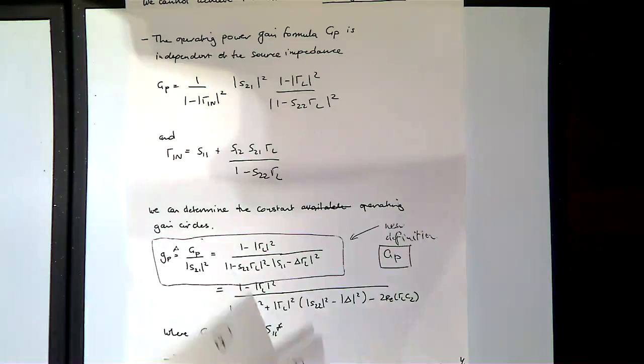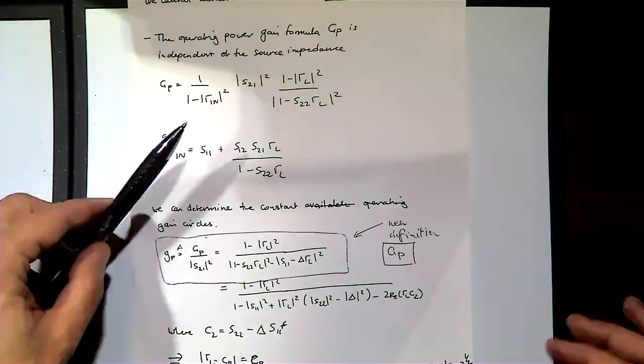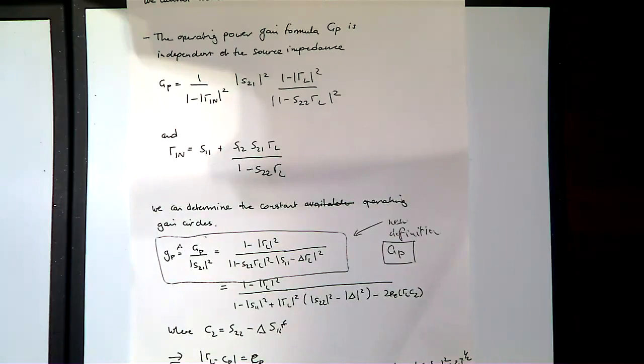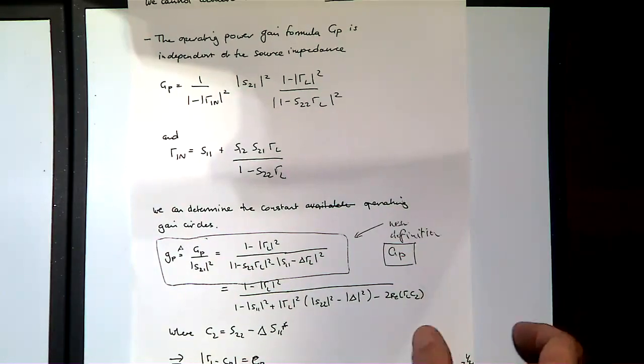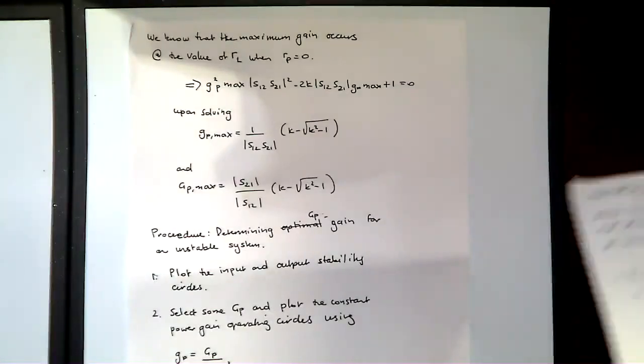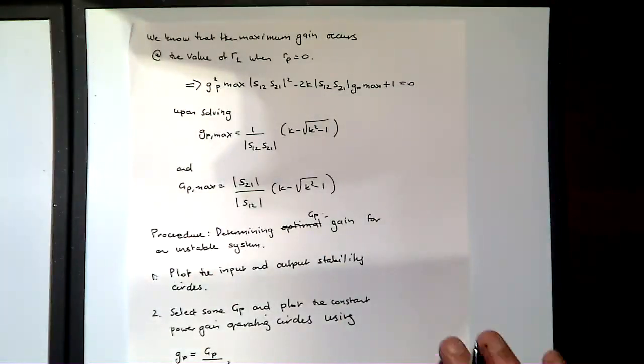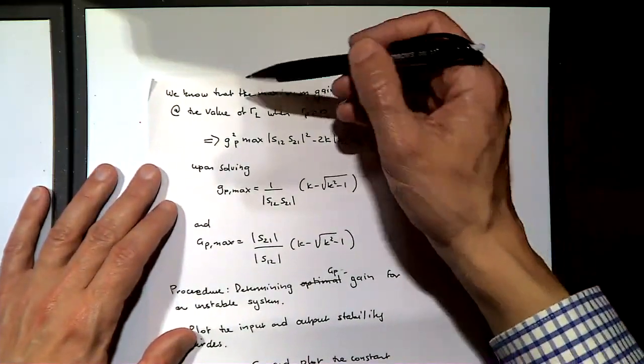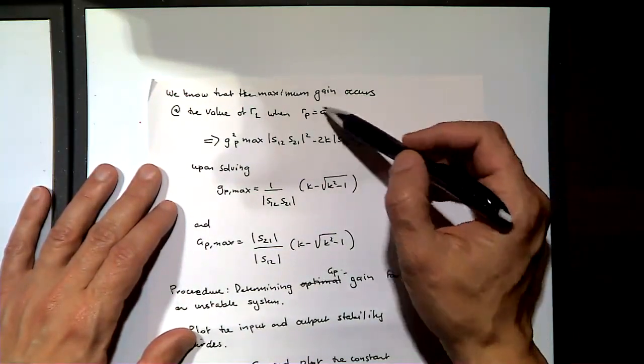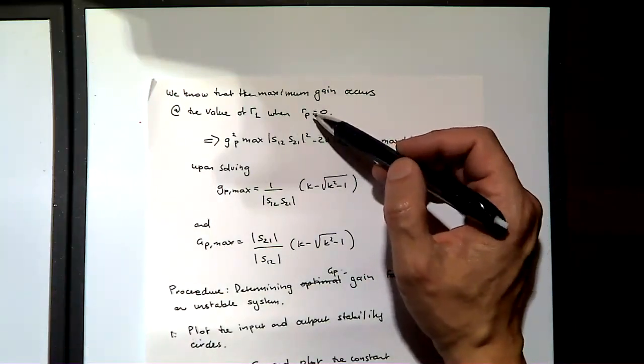The reason is that we can't do a simultaneous conjugate match under these circumstances. You can actually prove that you can't do that simultaneous match. So we're going to assume that we maximize the operating power gain, and we work out the gain circles for this. We also determine that the optimal value of gamma L occurs when the radius of this circle equals 0.